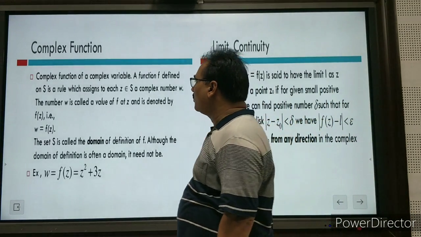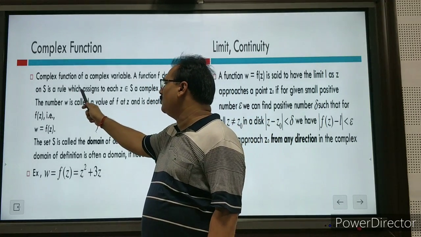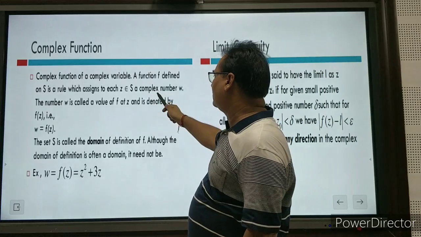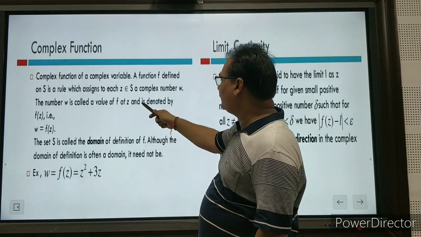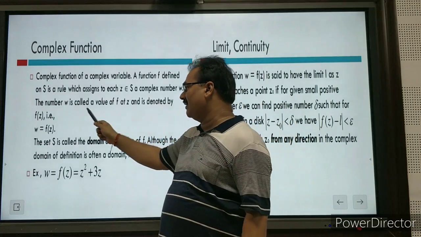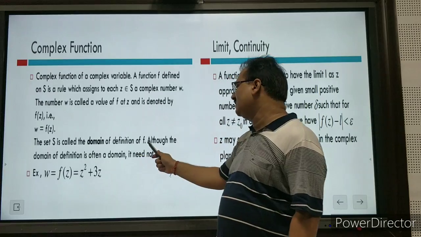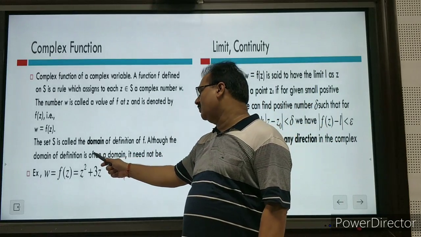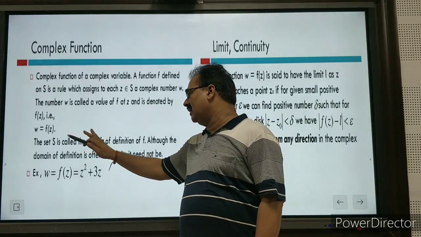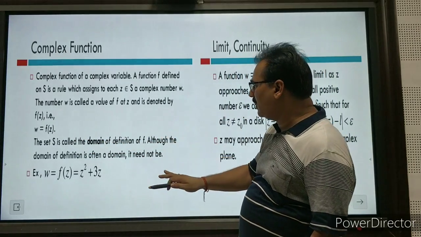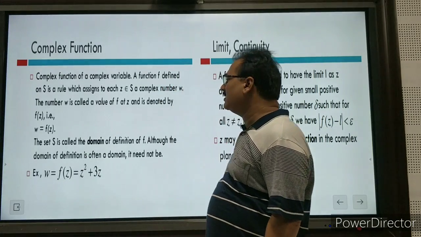I have already discussed in a different video what a complex function is. A function f of a complex variable, defined on S, is a rule which assigns to each z belonging to S a complex number w. The number w is called a value of f at z, denoted w = f(z). The set S is called the domain of definition of f. Although the domain of definition is often a domain, it need not be, for example w = f(z) = z² + 3z.